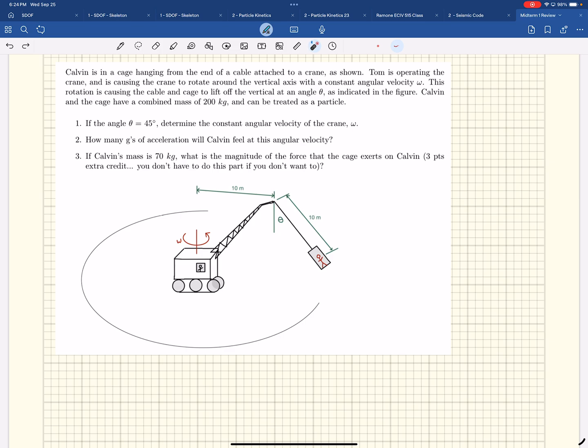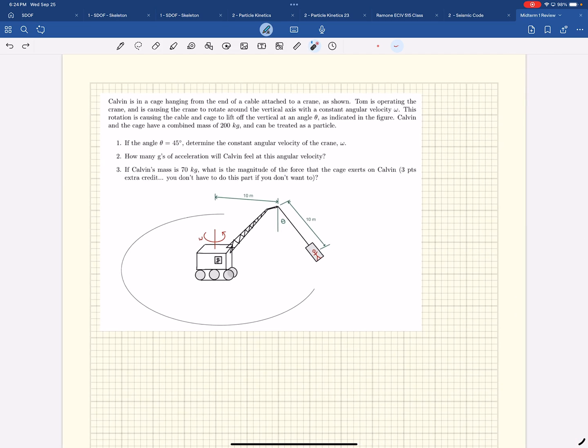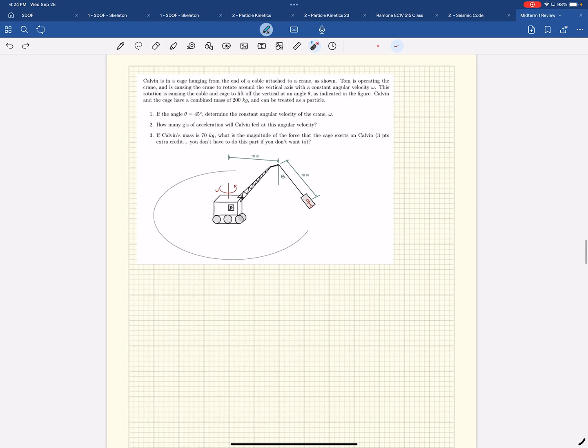Okay, so at this point, here's what you do: you start panicking. You try to peek at your neighbors really quick. Don't do that. Stick to the plan, right? We have a plan for solving these things. We're going to do a free body diagram, write our equations of motion, and then do kinematics as required, and we're going to solve. Okay, so then let's do it.